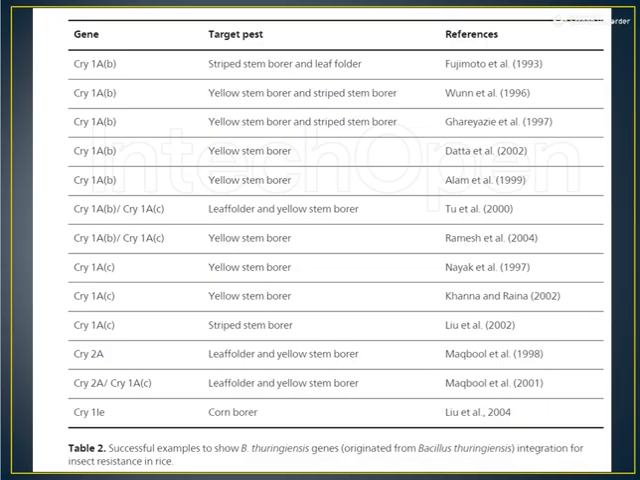Various cry genes have been genetically engineered and transferred into plants to form transgenic plants so that they could be resistant to various pests. These are some examples of the different cry genes which are being used for the control of various pests. So with this, we come to an end of the bacterial biopesticides.